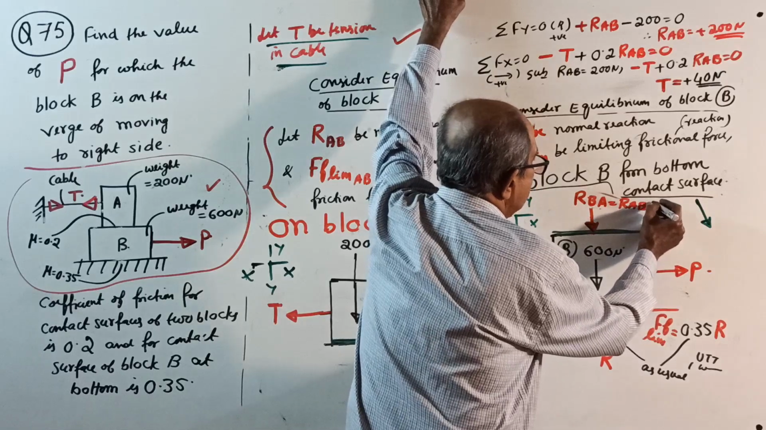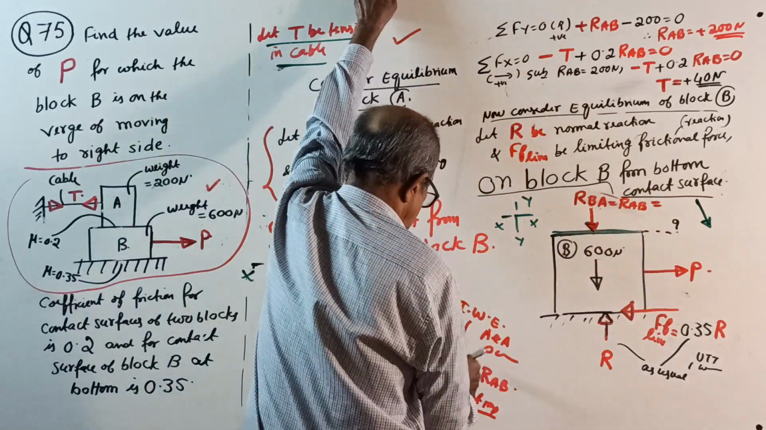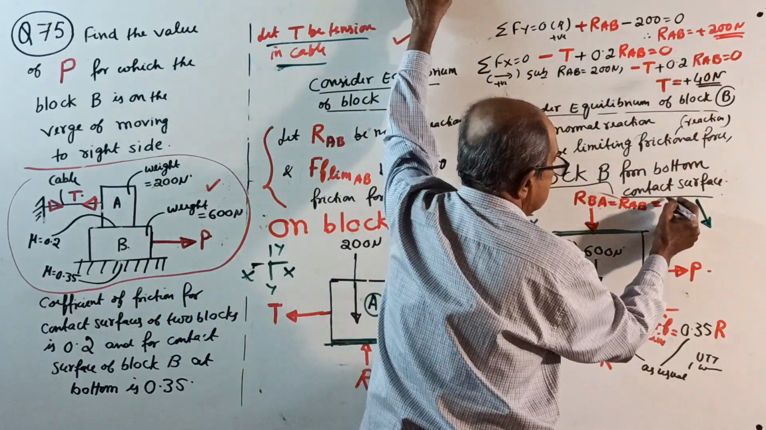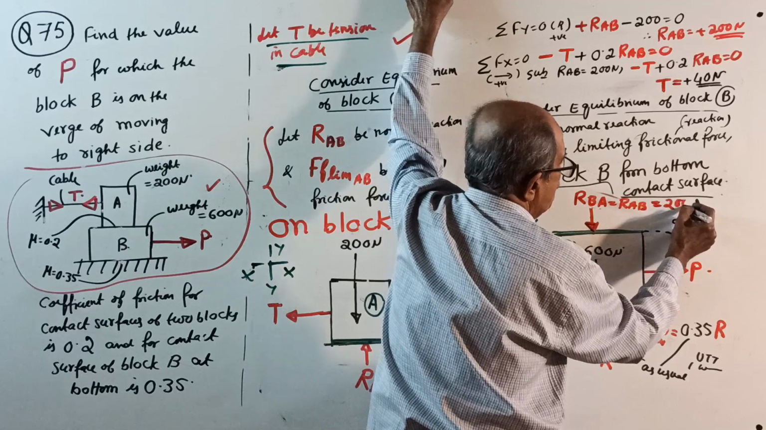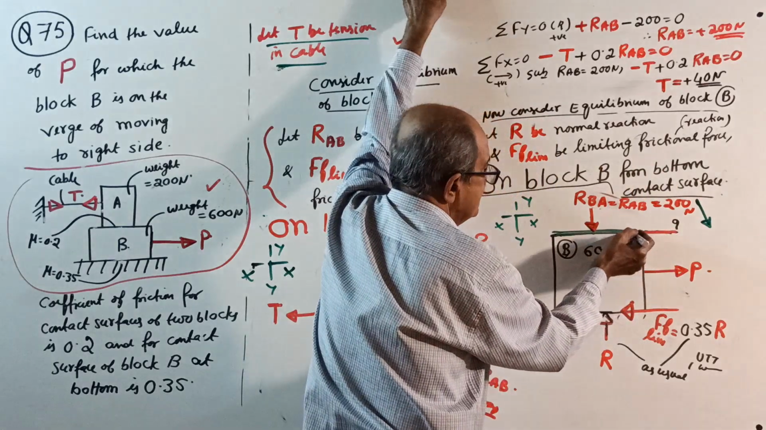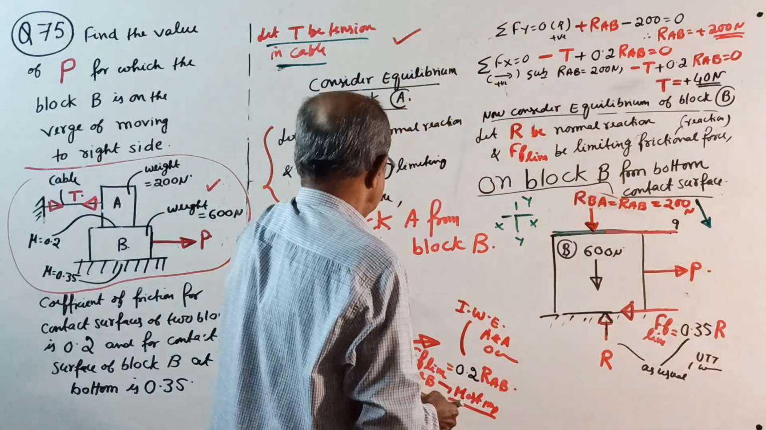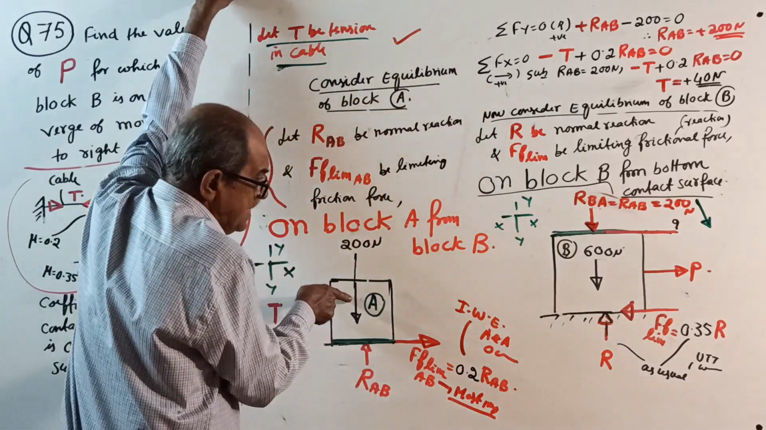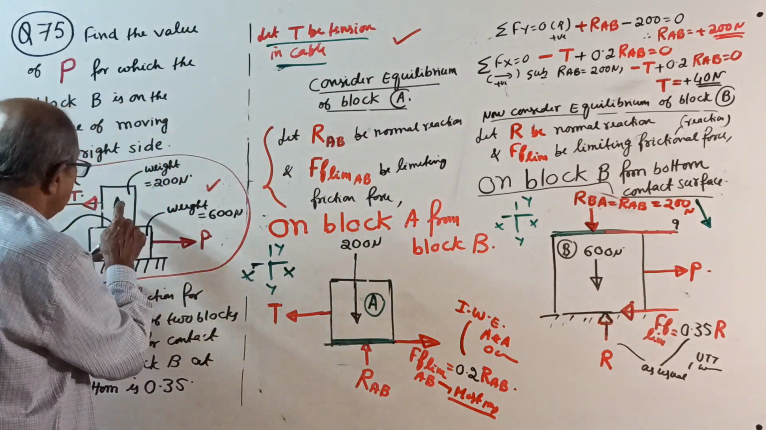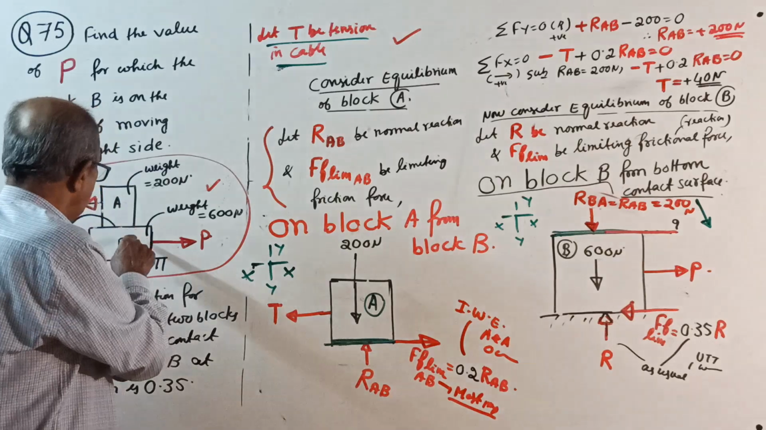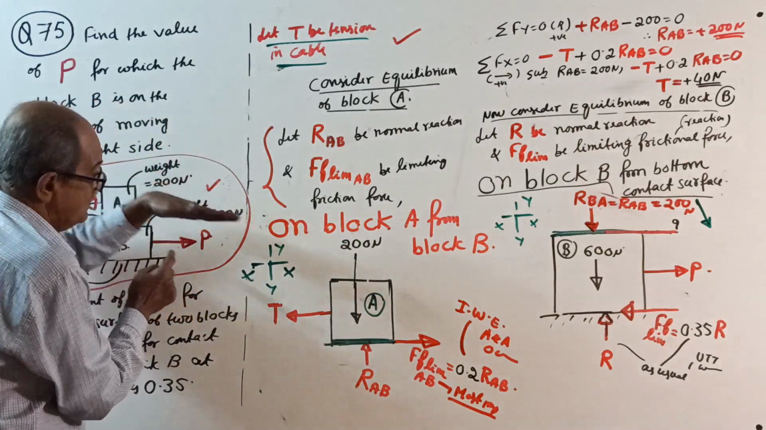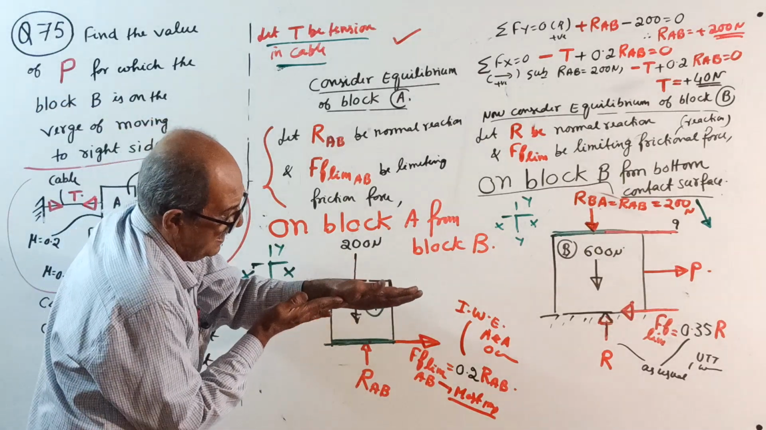Equal to, you know the answer. Where do I write? Equal to, where is it? 200 Newton. 200 Newton. Okay. Now, what about the friction here? This friction, for block A from block B: your block B is rubbing the block A, like this.